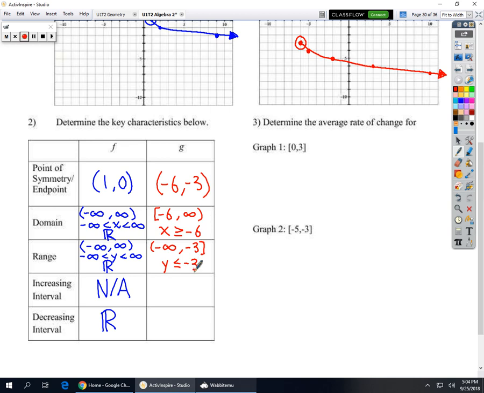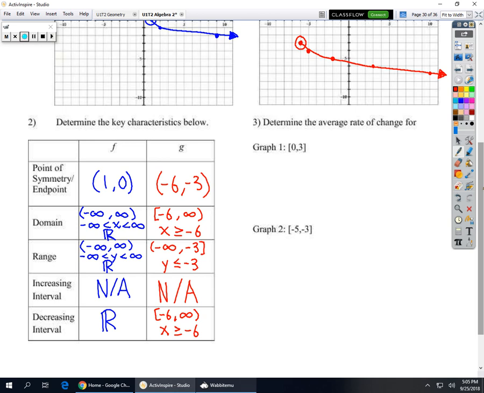Like the first graph, this graph is not increasing, this is decreasing. As I go from left to right, pencil's going down. So again, not applicable. I'm telling you right now, on your quiz, one of these is always going to be NA, and the other one's the answer. Decreasing interval, well, it's decreasing all the time. So again, we can just copy the domain. [-6, infinity), or x is greater than or equal to -6. Please pick one of these. You don't need to know all three. So here are the key characteristics.